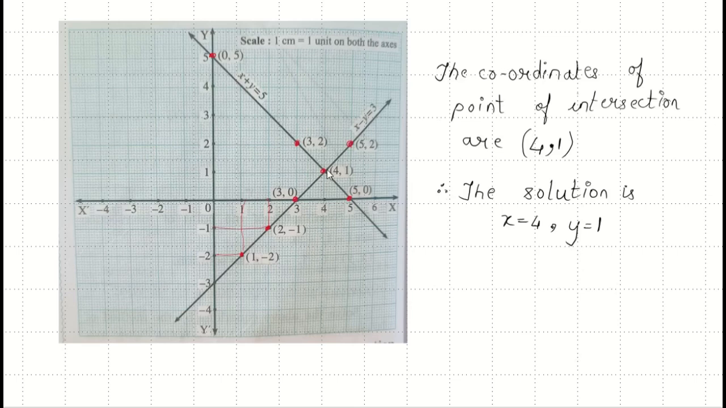Here the coordinates of the point of intersection are 4 comma 1, where the lines meet at a single point 4 comma 1. So the solution is x is equal to 4 and y is equal to 1.